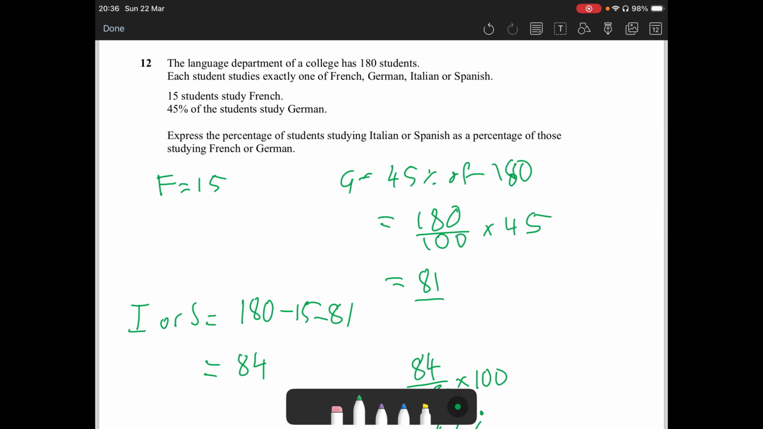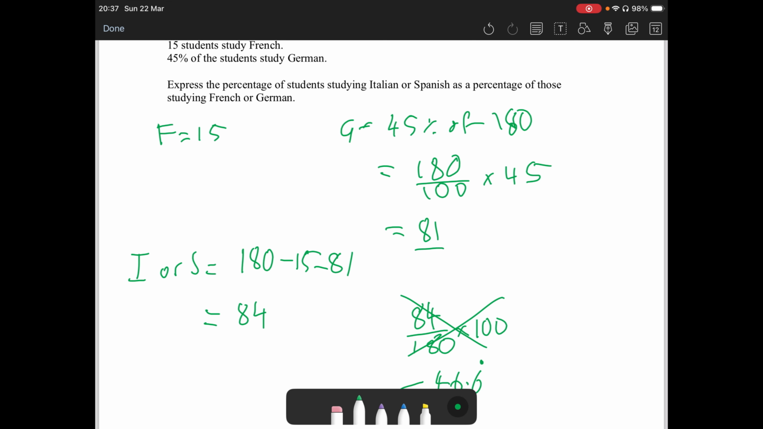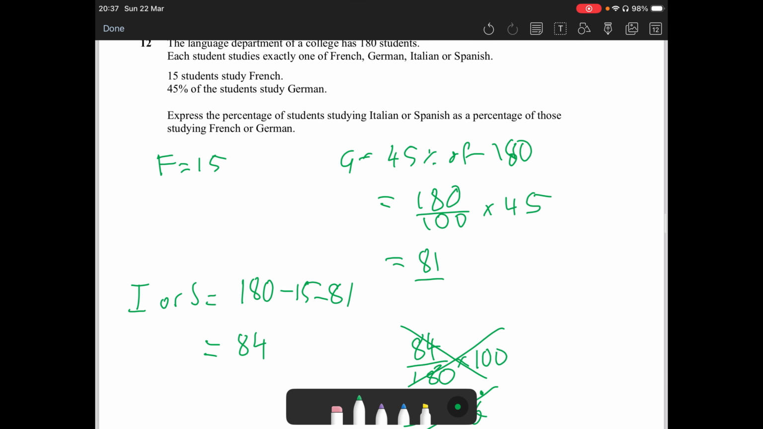Express the percentage of students in 10. Okay, so that would be if it was a percentage of the total. Now I've realised something. I probably would lose marks here, so let's cross that out. Let me reread. This is why it's so important to reread questions at the end. It doesn't say find the percentage of students studying Italian or Spanish. It says find the percentage of students studying Italian or Spanish as the percentage of those studying French or German.